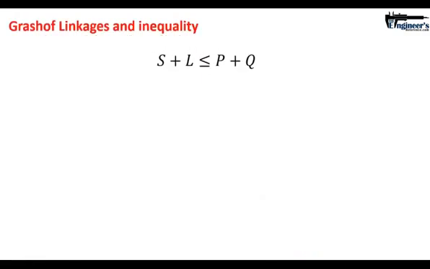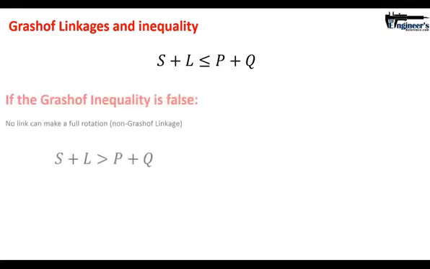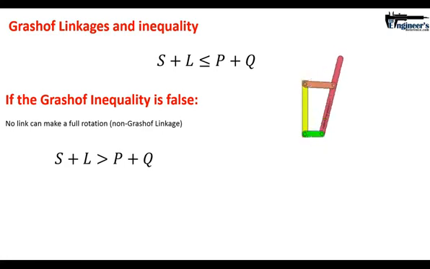So again, let's look at this Grashof link based just on the inequality. How does this equation affect things? If that inequality is actually false, in other words, if the short link and the long link summed together are greater than the other two links, then it's a non-Grashof linkage, and none of the linkages will make a full rotation. You'll end up with a situation like this, where all you're getting is reciprocation. The linkages are just reciprocating back and forth.